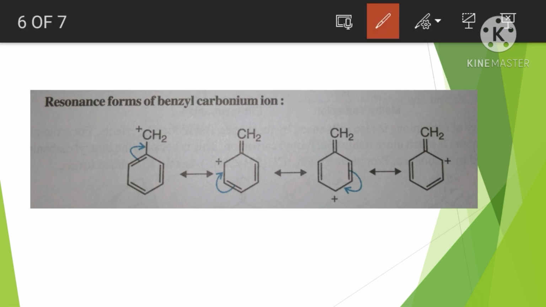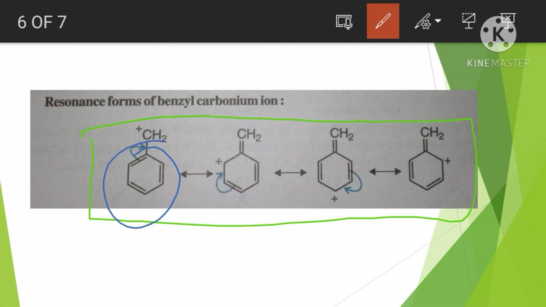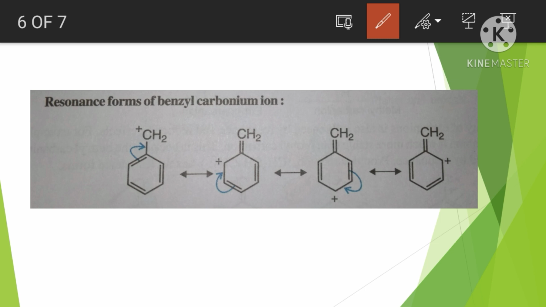This is another example for the resonance carbonium ion, that is benzyl carbonium ion. We already know the benzene ring is having resonance structure. This is our benzene ring. Here what happens? One methyl group is attached to the benzene ring, and this methyl group contains a positive charge, and here this bond is shifted to the carbon atom. This positive charge is shifted to this carbon atom, that is the carbon atom which is present in the ortho position, and this form will occur.